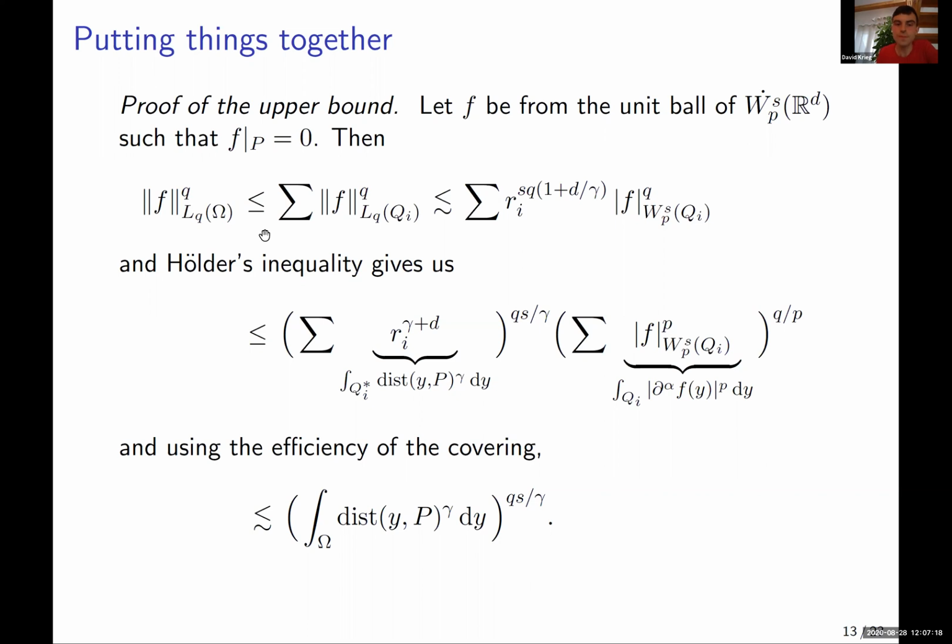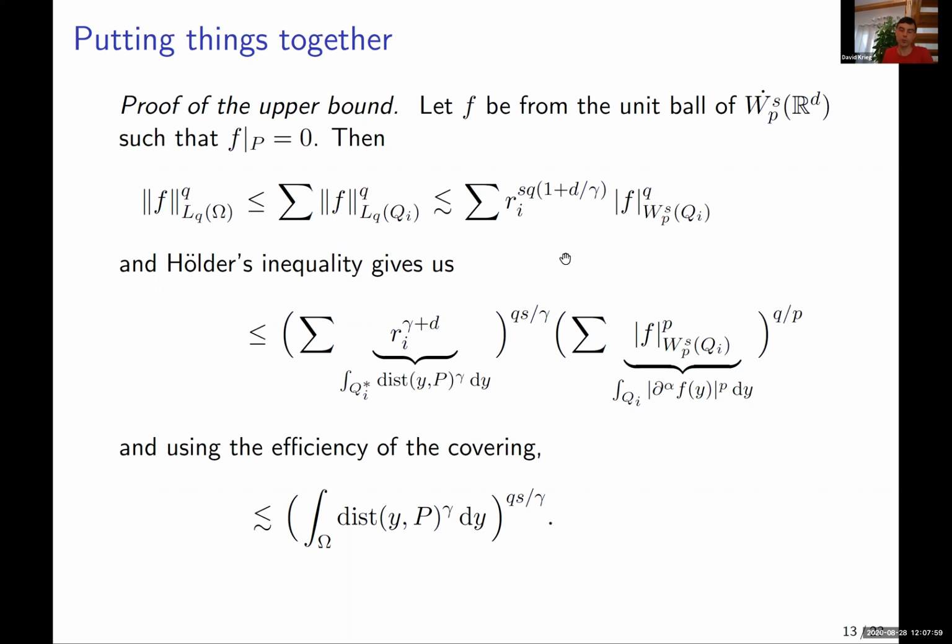So we take such a function, and of course the LQ norm to the qth power is smaller than the sum of the LQ norms on this cube Qi of the efficient covering, because it's a covering. If we add these up, then we get every point of the domain, so it's an upper bound. And here now we insert the bound from lemma 2, I guess, which tells us how large the function can be at most. And the Ri is, of course, the radius of the cube Qi. And now we get this.